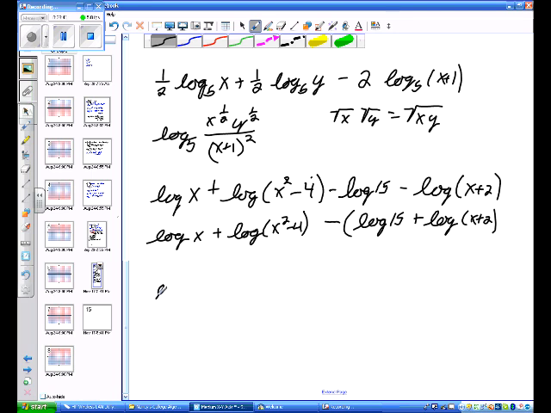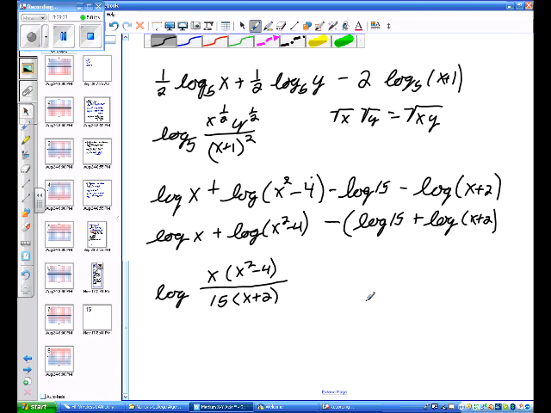So we can write this as log of x times x squared minus 4, divided by 15 times x plus 2, because it's the sum of logs and it's the log of a product. There are times when you've got the minus there, and that lets you know that you're starting your division and you need to see what all you are dividing by. It makes it just a little bit easier to go through.